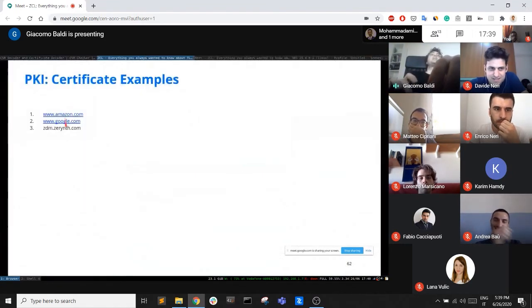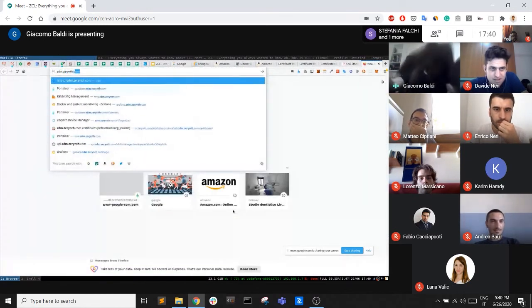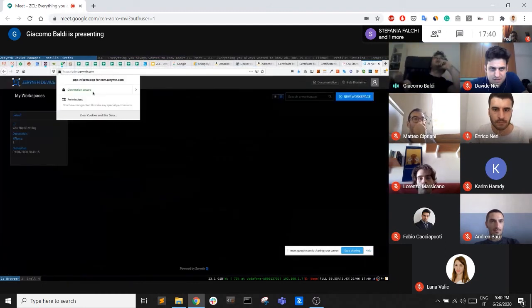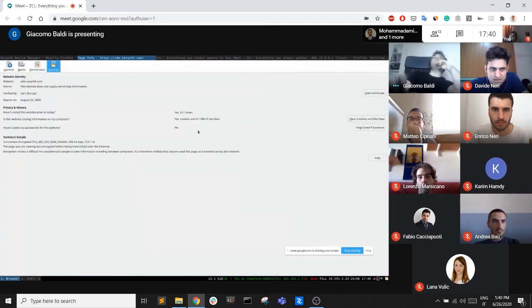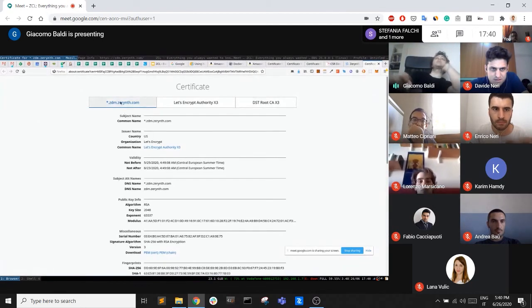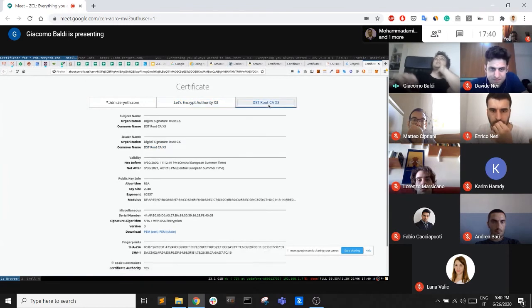Last one is zdn.zerynth.com, which is our server. Let's check our certificates. Our certificates are here. More information. View certificate. Our certificate is for every domain under zdn.zerynth.com. Has been signed by Let's Encrypt Authority, okay, which is in turn signed by DST root CA.